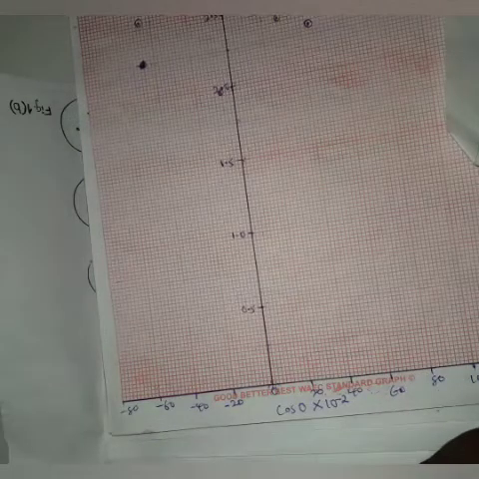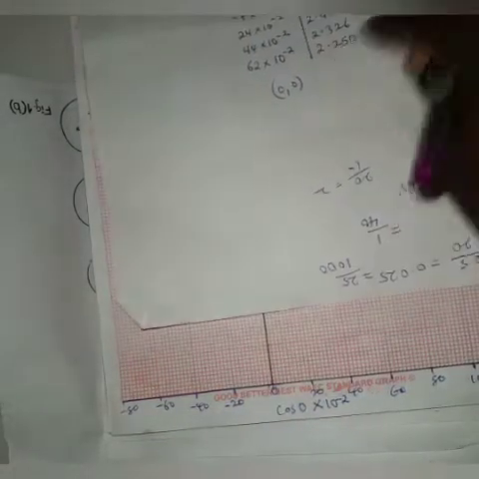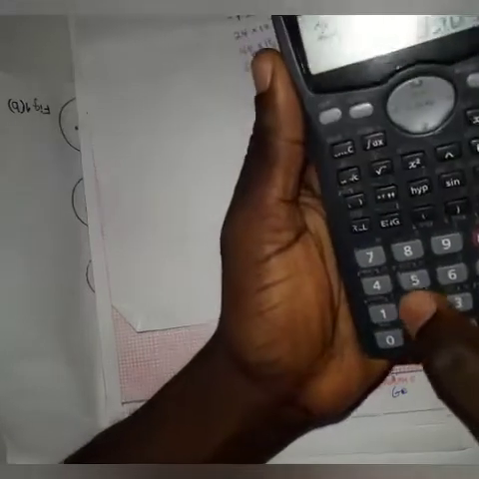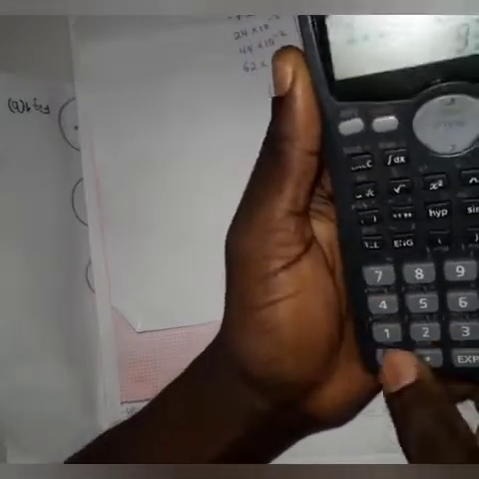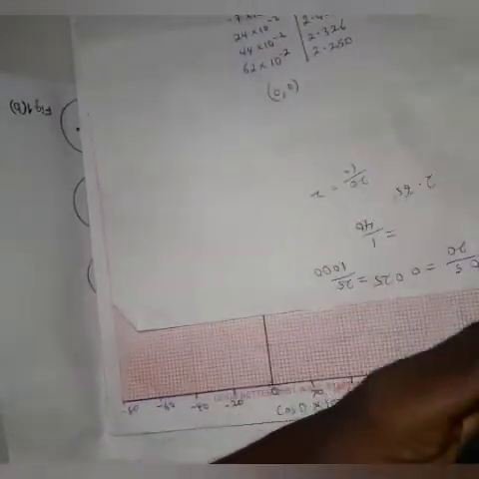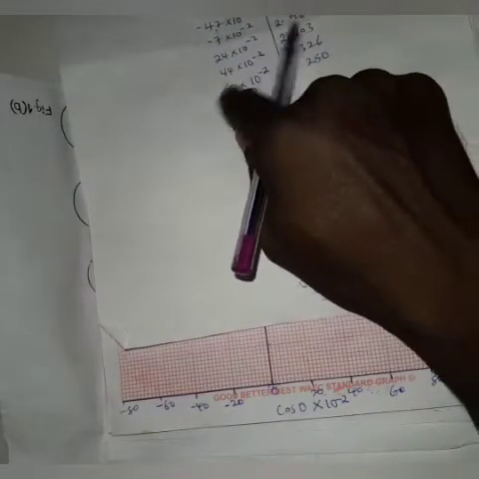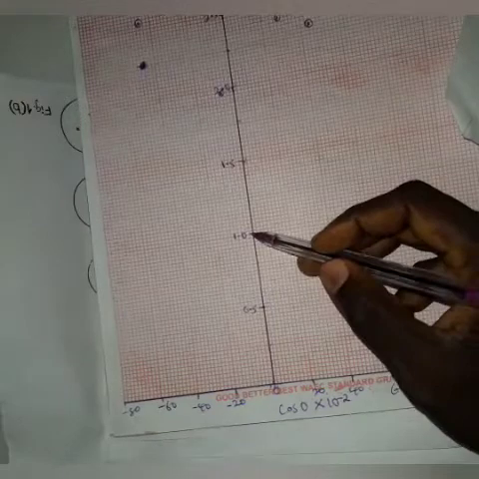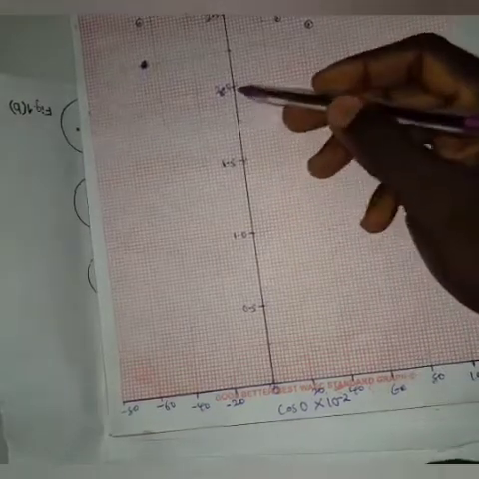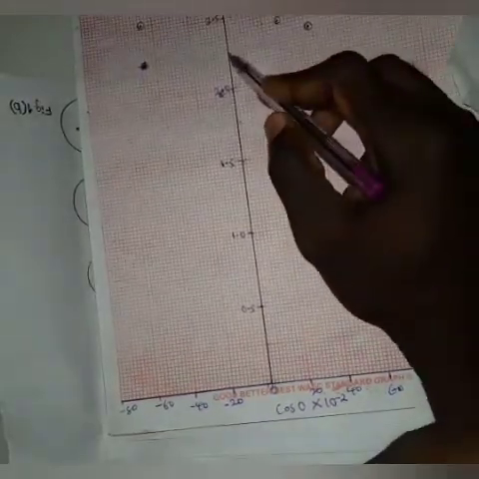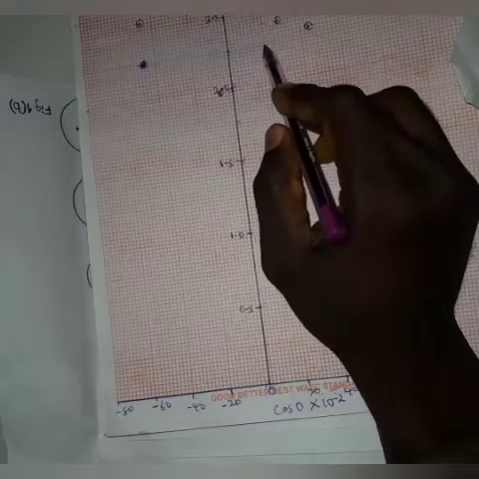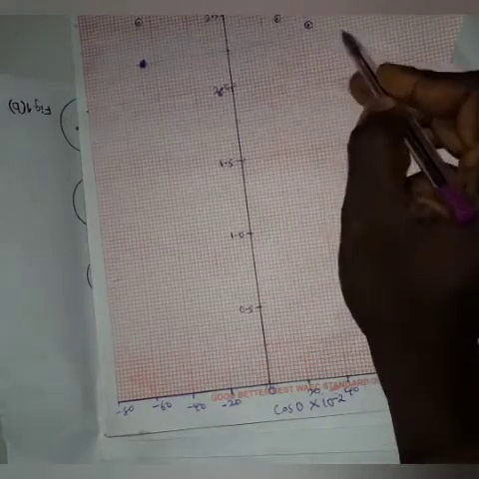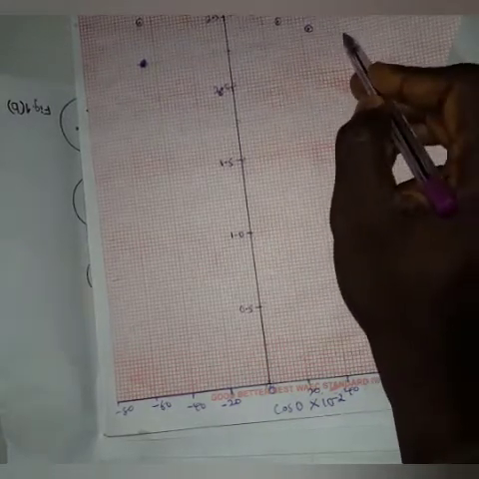Then next, go 2.25 times 40. That's 90. So I'm going 90 places. Then I'll go 62 places on this other side. 10, 20, 30, 40, 50, 60, 70, 80, 90. And I'm going 62. So this is 20, 40, 60, 62. So I'll put a dot here.